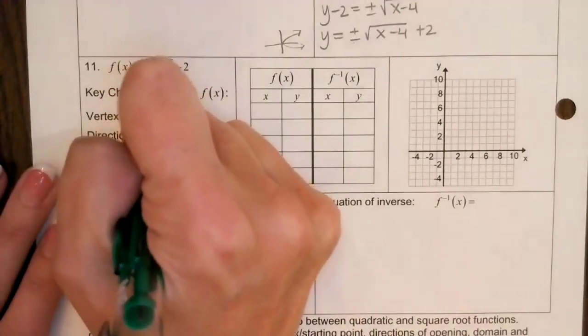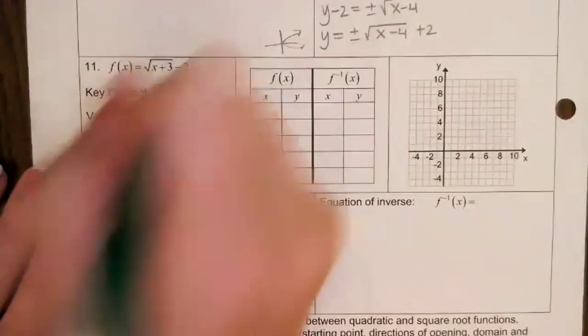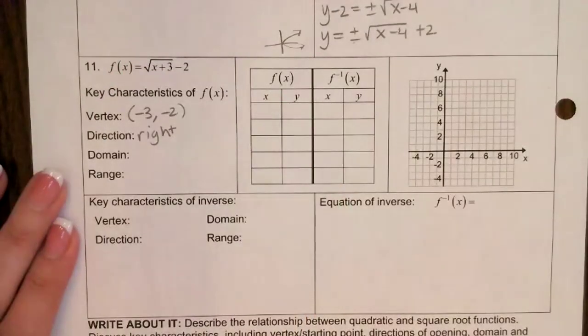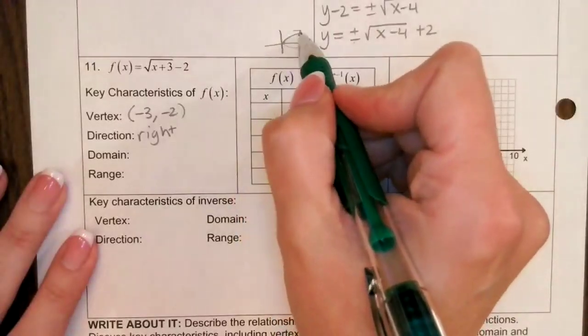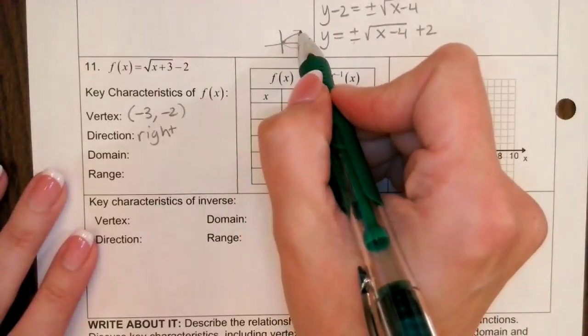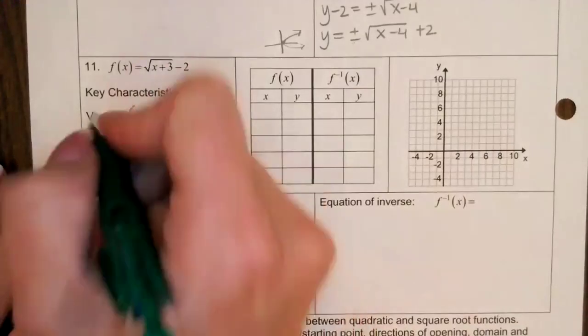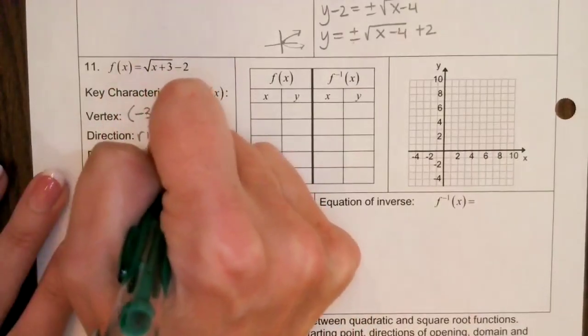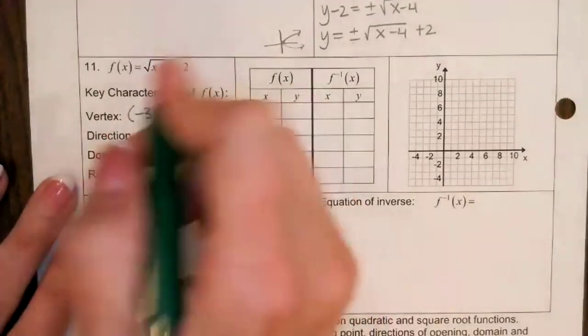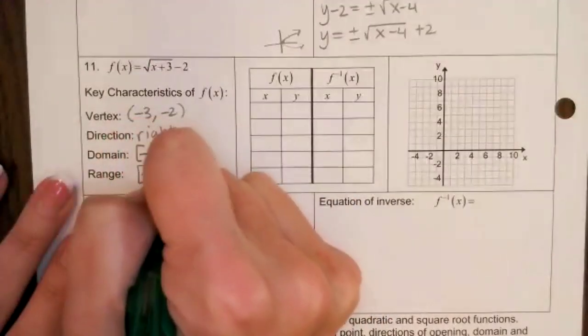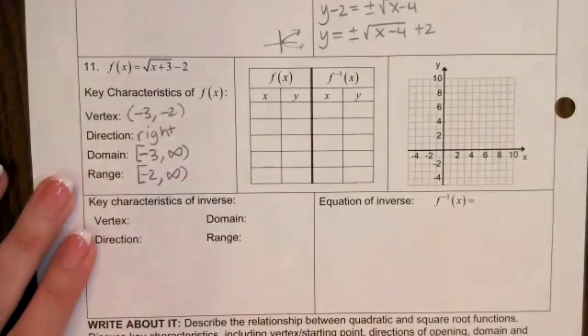We also know this is going to open to the right because it is positive in both of those. There's no reflection. So for my square root function, it starts at the vertex and moves to the right. If this is my vertex, then I'm starting at -3 and moving to the right, so the domain goes to infinity. And then my range would start at that -2 from my vertex and go up forever.